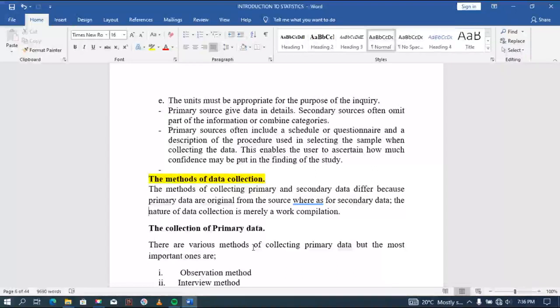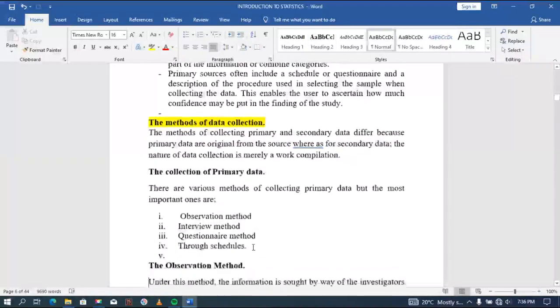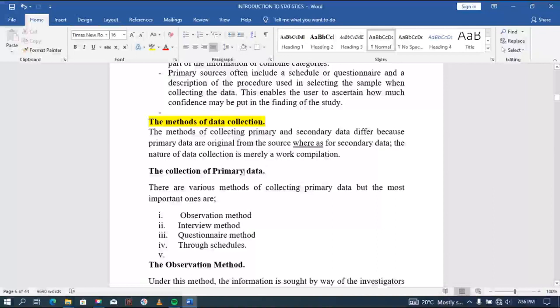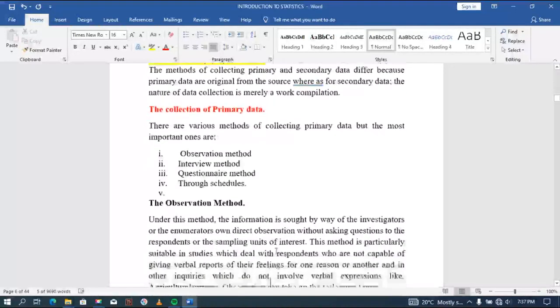So the collection of primary data. What methods can we use when it comes to collecting primary data? There are various methods of collecting primary data, but of course the most important ones are the observation method, the interview method, the questionnaire method, and then the schedules. Now we are going to look into details, one by one. One is the observation method.